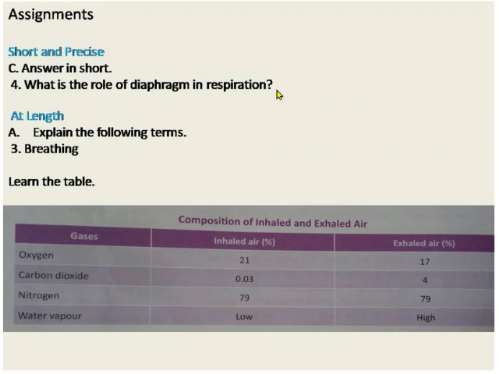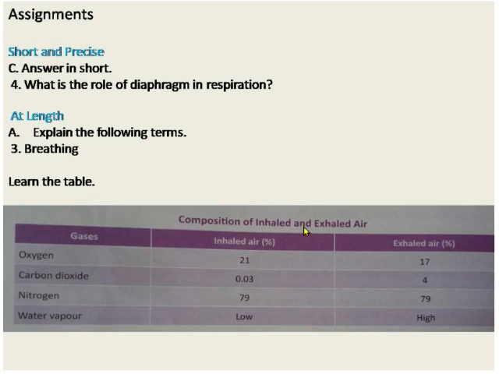Take some assignments. These assignments are from the book itself. Short and precise, C number, answer in short. Question number 4. What is the role of diaphragm in respiration? And at length, A number, explain the following terms. 3 number, breathing. One more assignment I am giving is to learn this table which is given on page number 42.